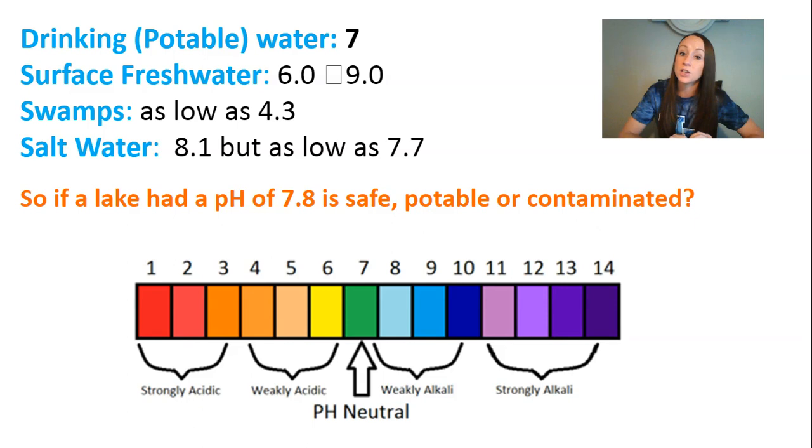So if a lake has a pH of 7.8, is it safe, potable, or contaminated? All right, so we wouldn't say it's potable because it's not a 7. Only a 7 is potable. I'm sorry, I should probably rephrase that. It's not potable, but it is safe. It's between that 6 to 9, and so we'd say it's safe water. It's definitely not contaminated. It's not out of that range between 6 to 9.